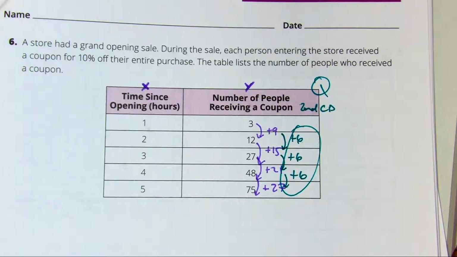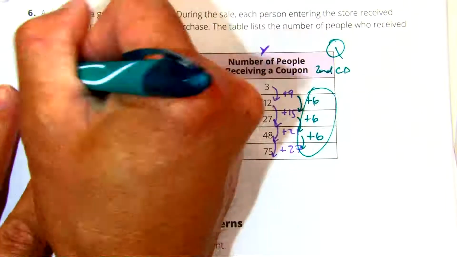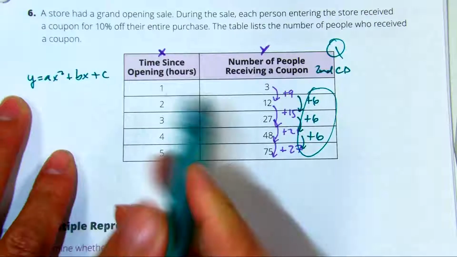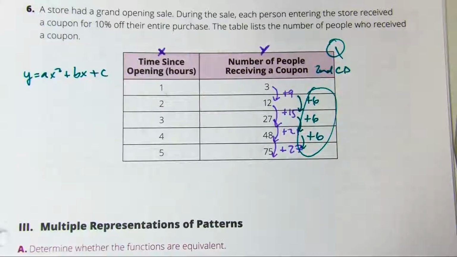Peter, what do we do next? Y equals ax squared plus bx plus c. Good job, Peter. He knew we need to find our A, B's, and C's. Peter, based on what we have on our paper so far, what letter do we have? Your choices are A, B, or C. Which one do we have?